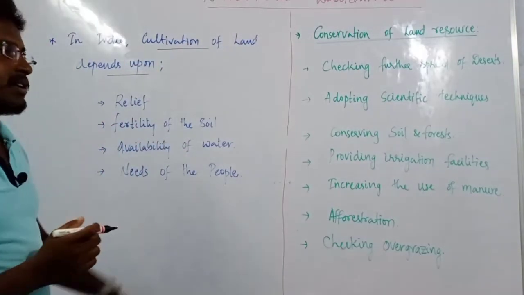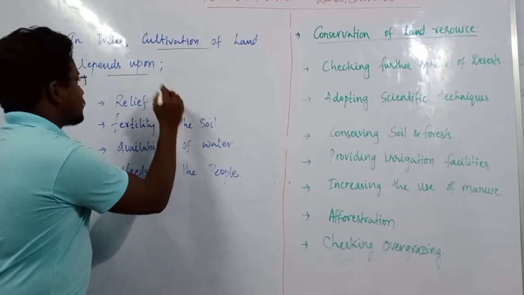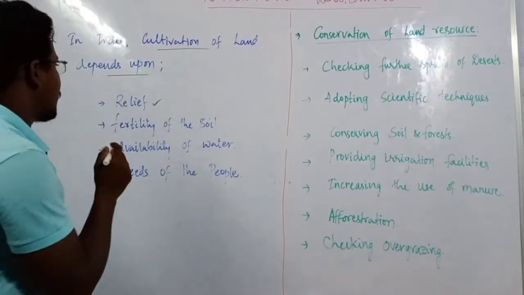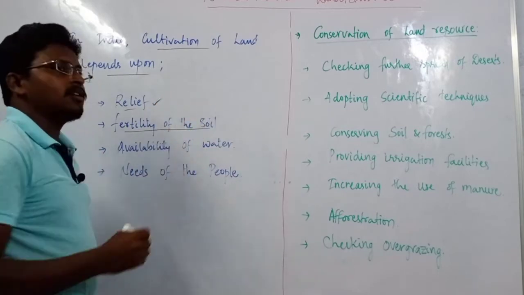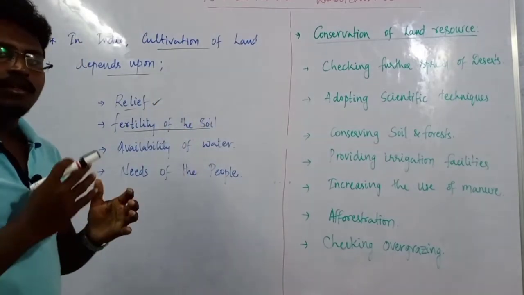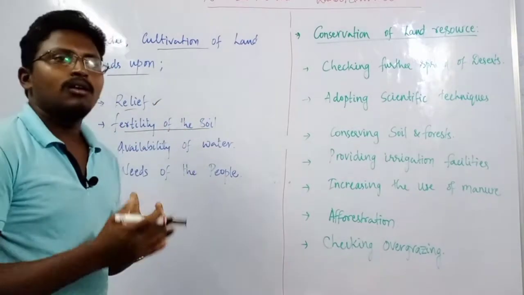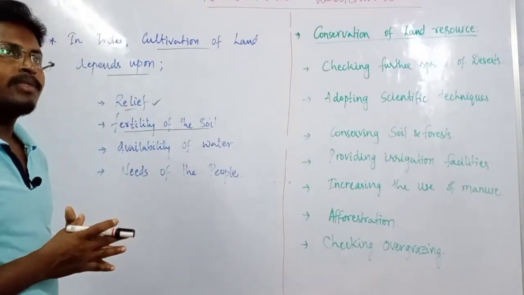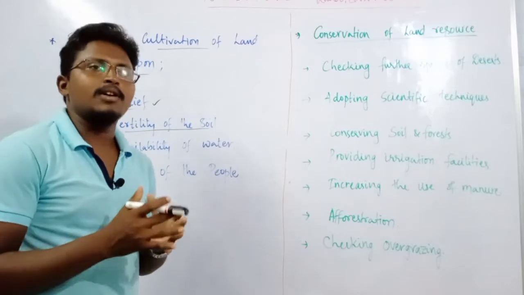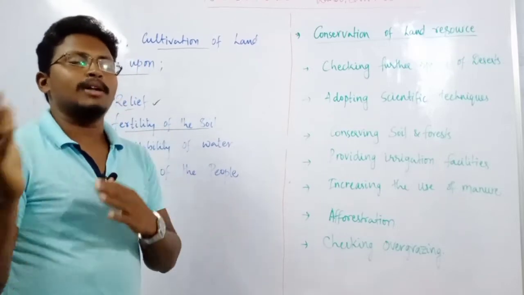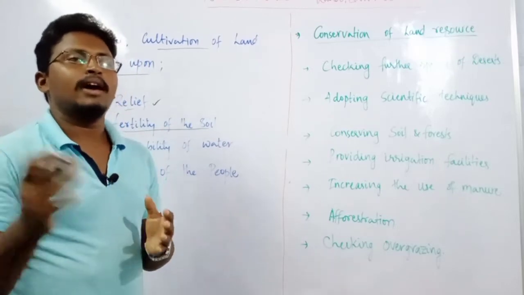So what are these factors? As we have already discussed, the first and very important factor is the relief factor. Then the second one is the fertility of the soil. That means whether the soil is fertile soil or normal soil. For example, soils such as alluvial soils and black soils are highly fertile in comparison with soils such as arid soils.